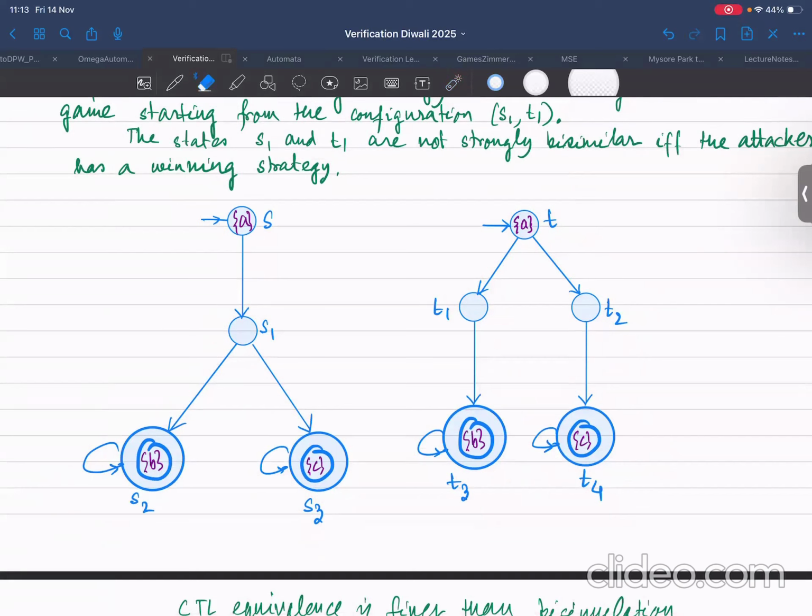But one thing to note here is that in this particular example, the challenger did not really need to switch sides in the middle. Correct?